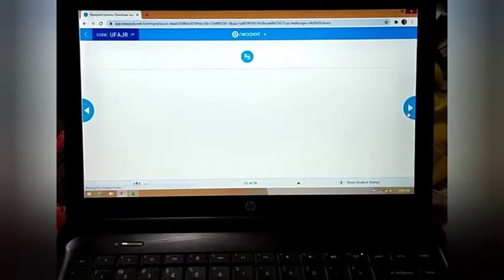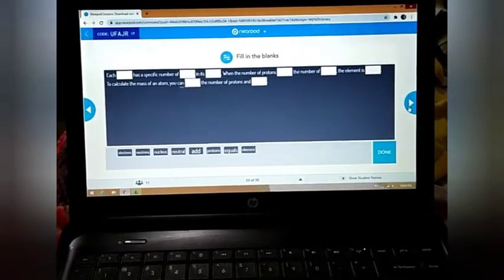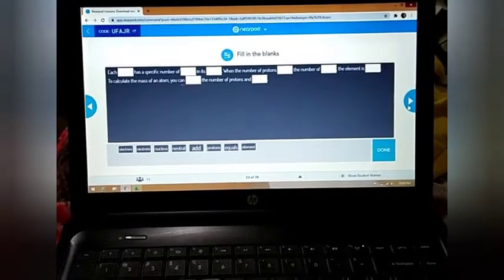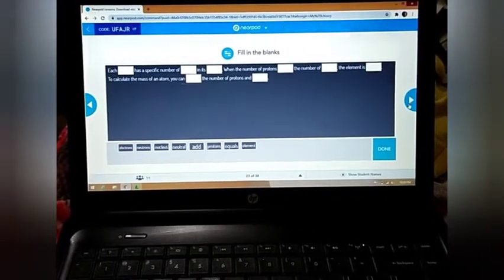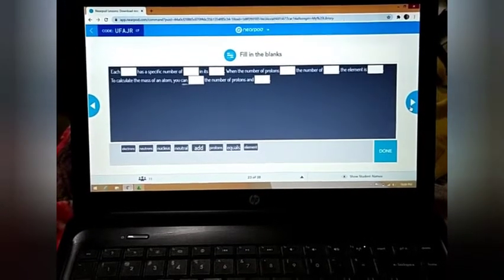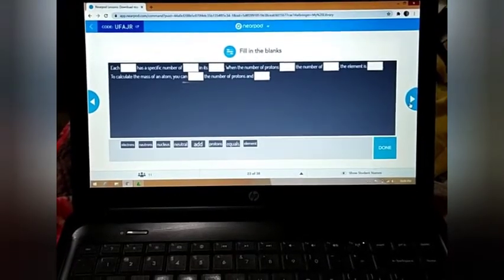We're waiting for the next slide. Okay, so fill in the blanks. Each dash has a specific number of dash in its dash. When the proton number of dash, the number of dash of the element is dash. Alright, to calculate mass of an atom, you can dash the number of protons and dash.